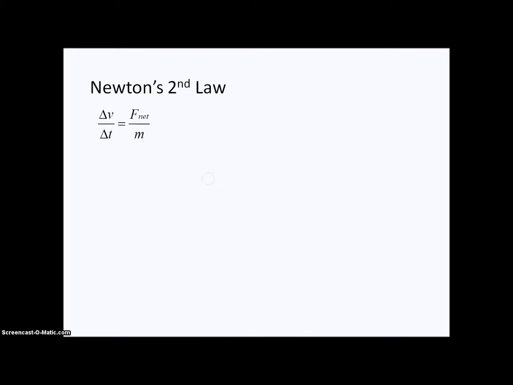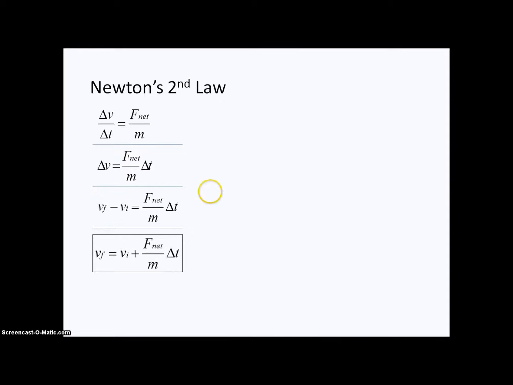Newton's second law states that change in velocity over change in time is equal to the net forces acting on the ball over the mass of the ball. Delta V over delta t equals F net over m. With some algebraic manipulation, this can be written as V sub f equals V sub i plus F net over m delta t. Since this is a model of an object moving at a constant velocity, V sub f equals V sub i, which means that this term, F net over m delta t, must equal 0.